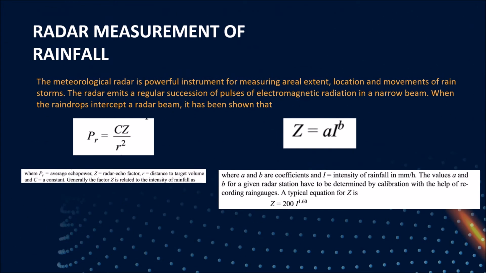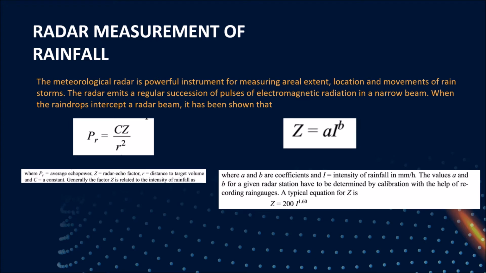So the next one is the radar measurement of rainfall. The meteorological radar is a powerful instrument for measuring the areal extent, location, and movement of rainstorms. Further, the amounts of rainfall over large areas can be determined through the radar with a good degree of accuracy. The radar emits a regular succession of pulses of electromagnetic radiation in a narrow beam.